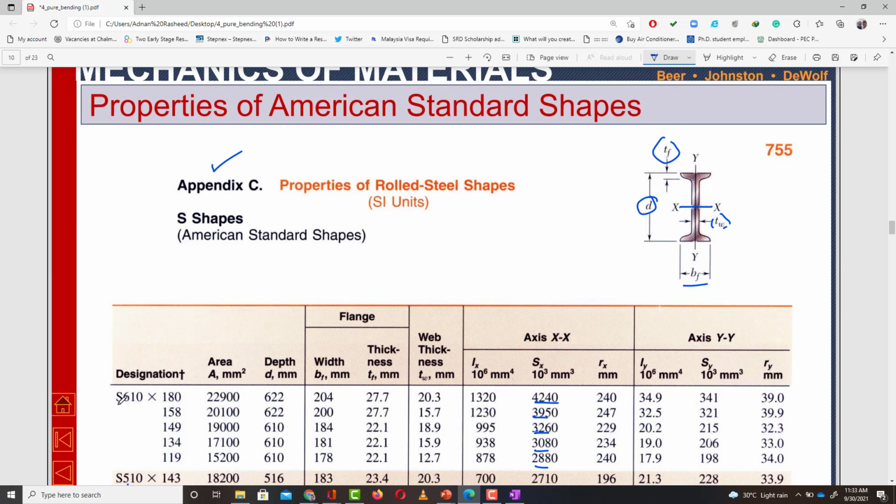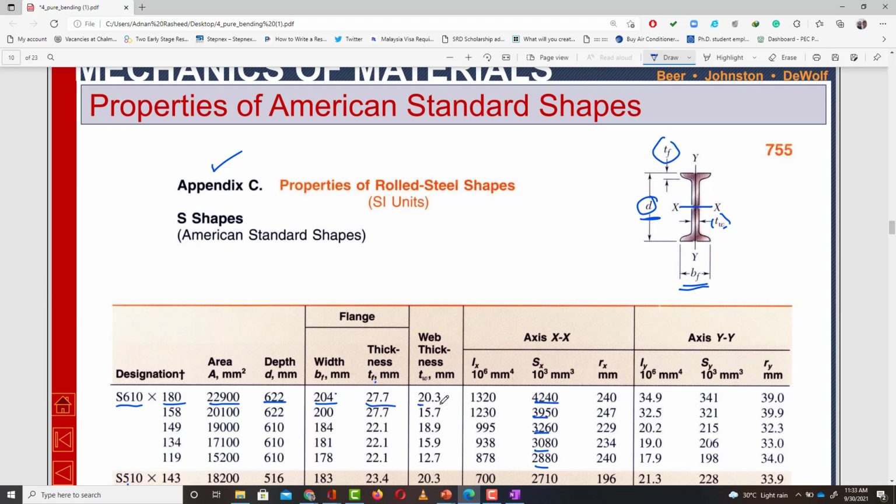So for example, S610 by 180, short flange beam 610 by 180, means that it has an area of 22900 square millimeter. Total height is 622 millimeter. This height will be 622 millimeter. Width is 204. This width will be 204. Thickness of flange TF will be 27.7.